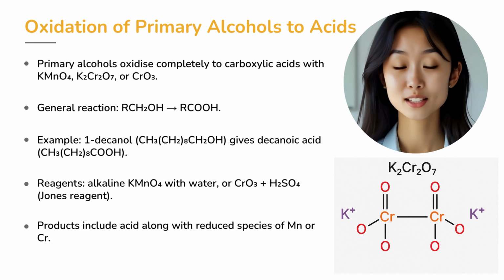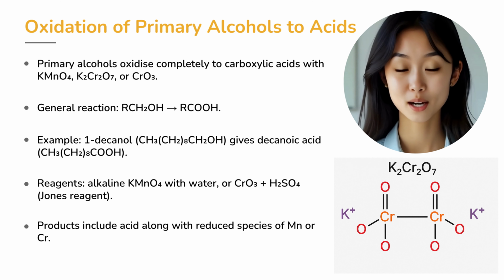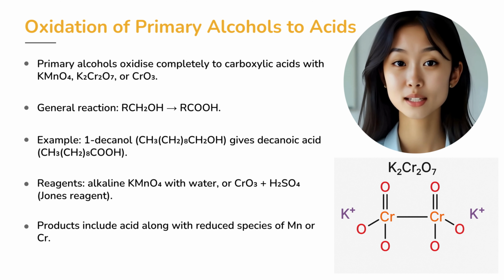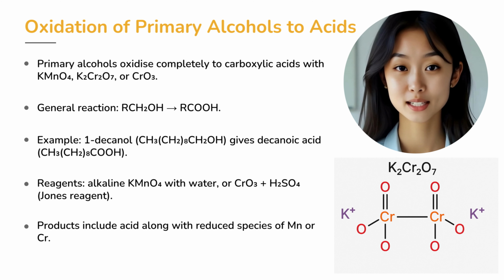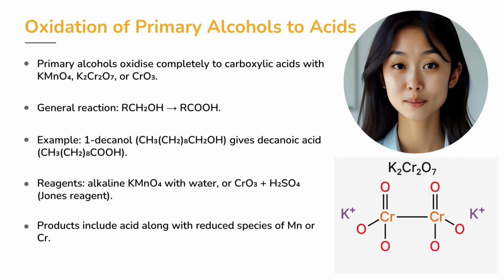A specific example is 1-decanol with the formula CH3(CH2)8CH2OH. Oxidizing this with CrO3 in the presence of H2SO4 yields decanoic acid, CH3(CH2)8COOH. Notice how the OH group at the end becomes a COOH group after oxidation. The take-home message: primary alcohols don't stop at aldehydes, they go all the way to acids.